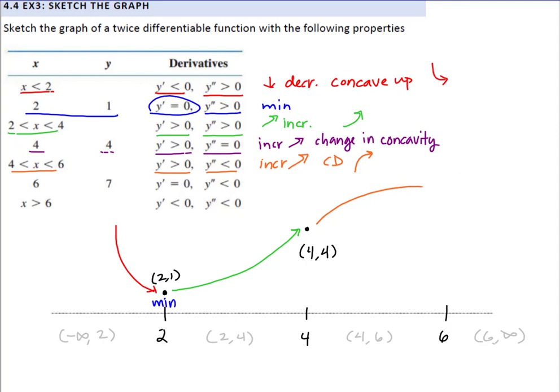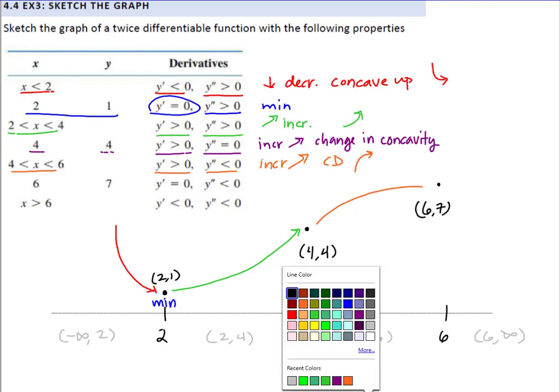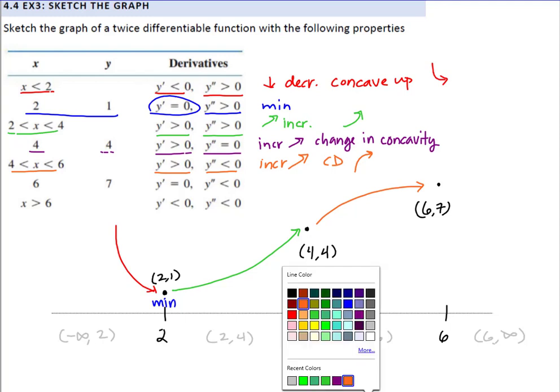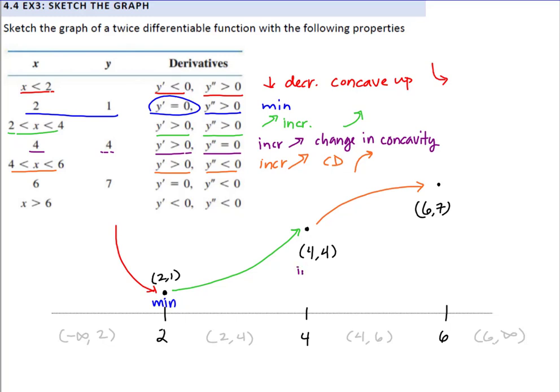So I'm going to kind of change my point here. We've got 6, 7 was my point. And again, we've got that concavity right there. So it does hold, like we predicted, that at 4, 4, this was some sort of inflection. And so we have that concave down.